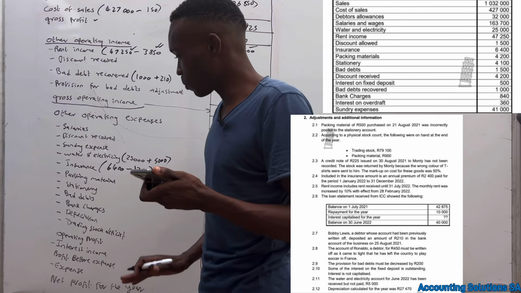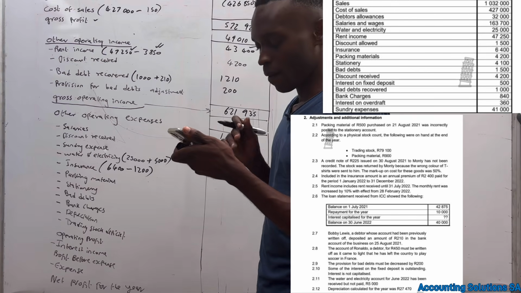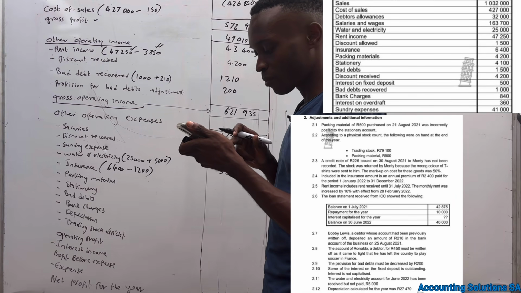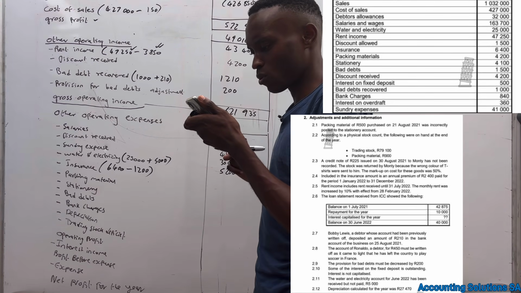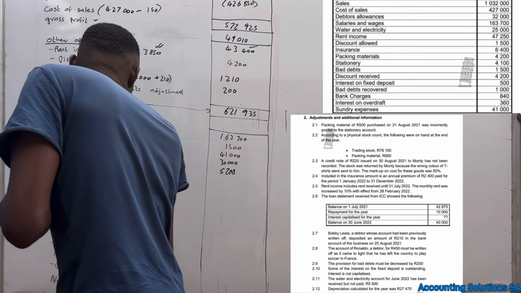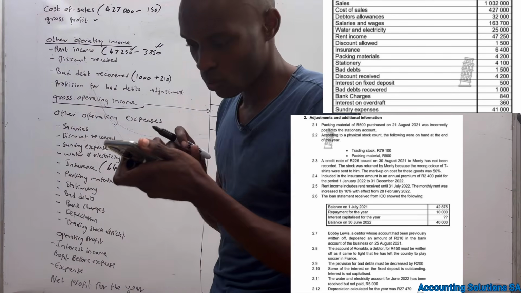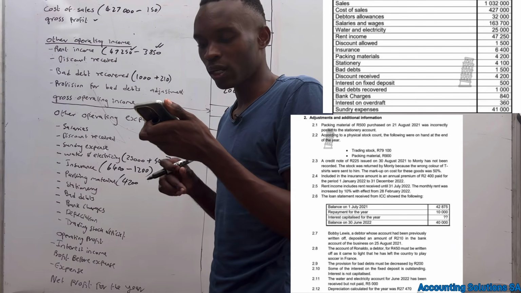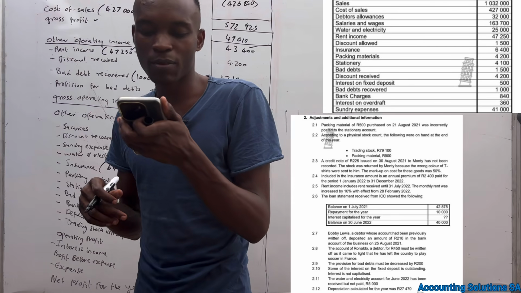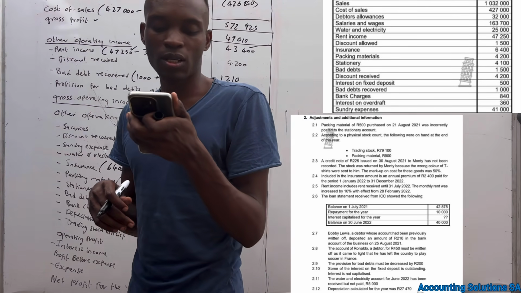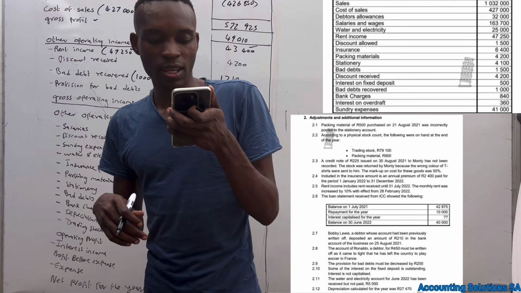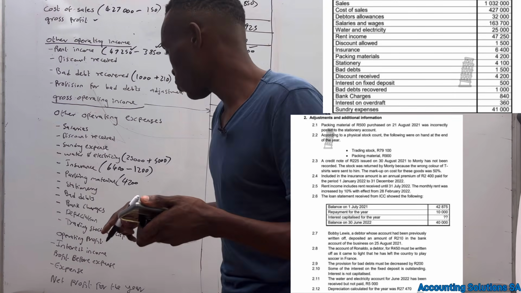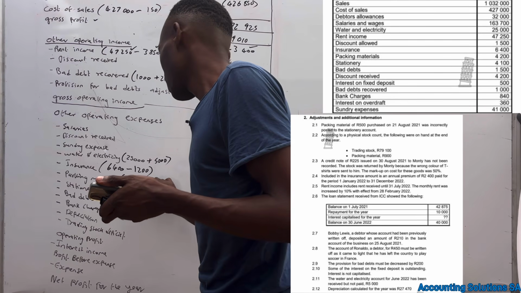Okay, now let's proceed. We are going to packing material. Packing material, let's start with the one that we have on the table. We have 4,200. And the next one, we need to check transaction 2.1. They say packing material of 500 purchased on 21 August was incorrectly posted to the stationery account. In other words, they took 500 of packing material and they recorded it under what? Stationery, which means that we have to come and edit under stationery 500.